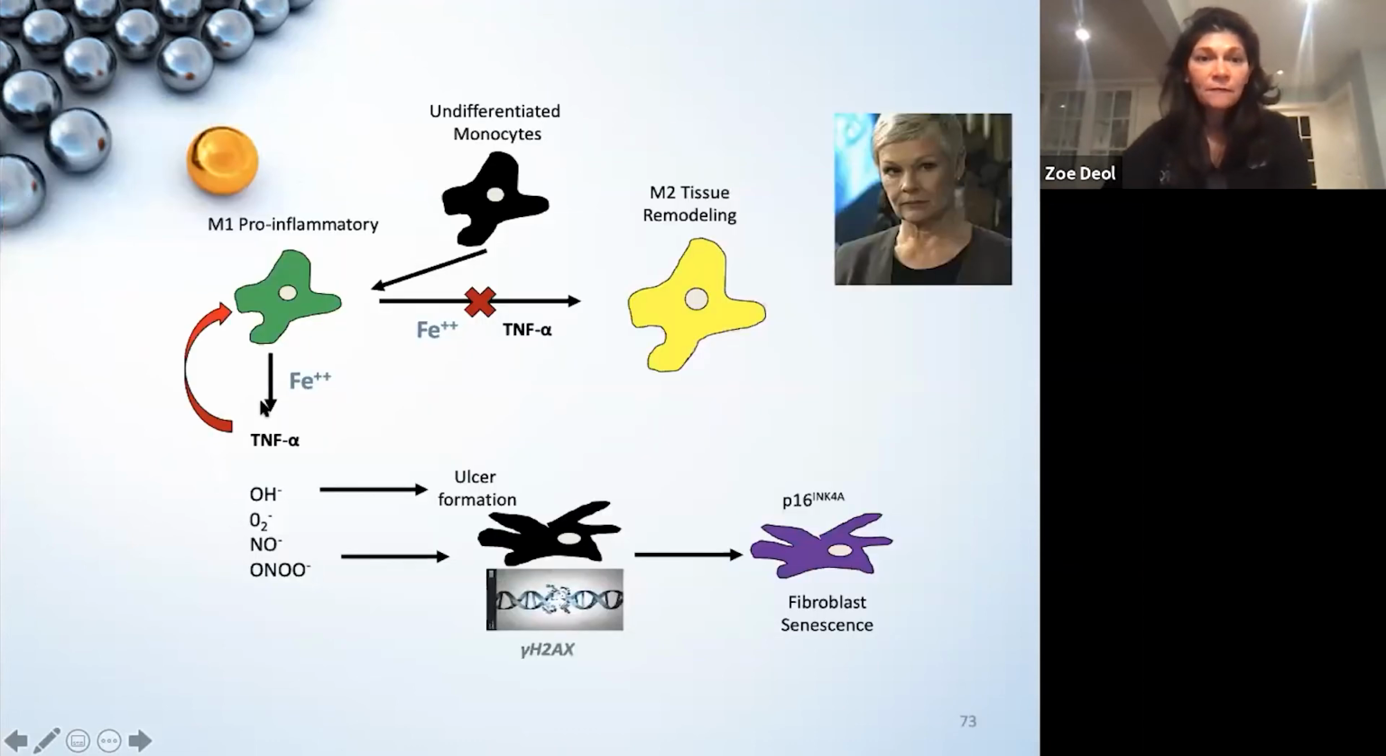So why is that? Iron is bad. It will continually upregulate the M1 macrophage by stimulating tumor necrosis factor alpha. But at the same time, I told you before, TNF alpha will cause a transformation of the M1 to the M2. Iron blocks that. So iron will block the transformation to the remodeling. It upregulates the pro-inflammatory cytokines, so you just get constant destruction and non-wound healing.